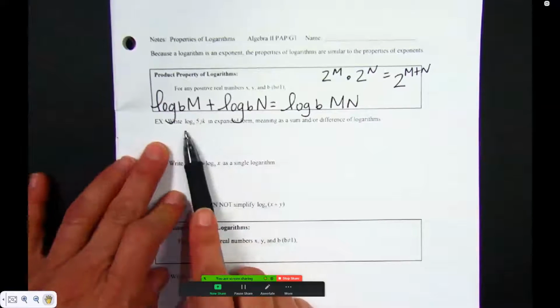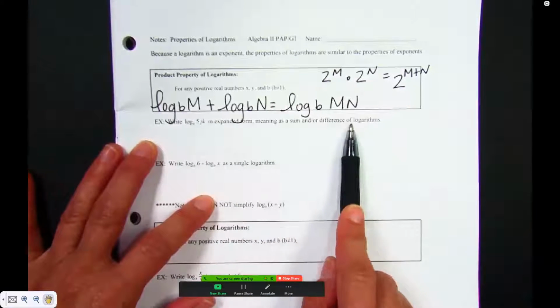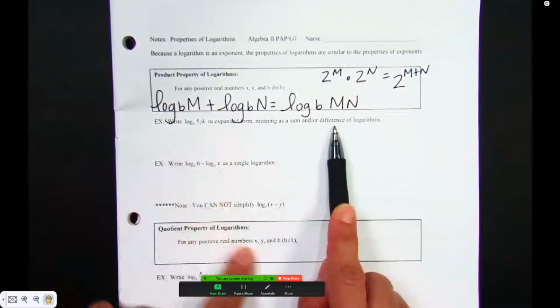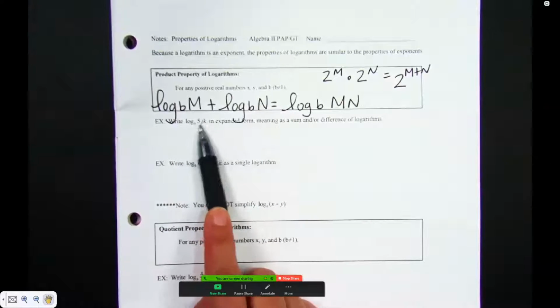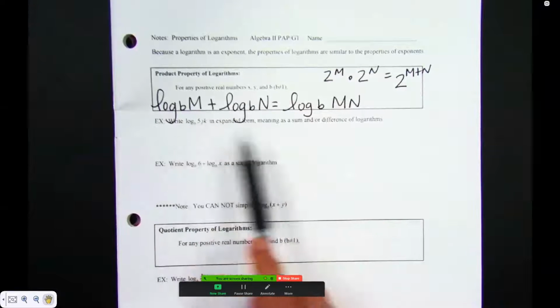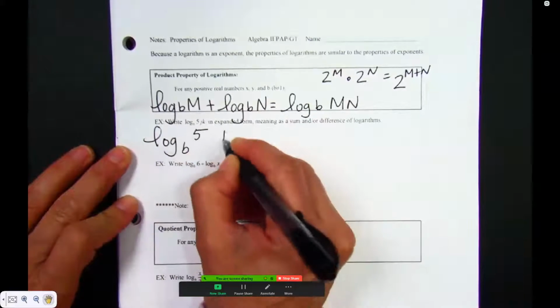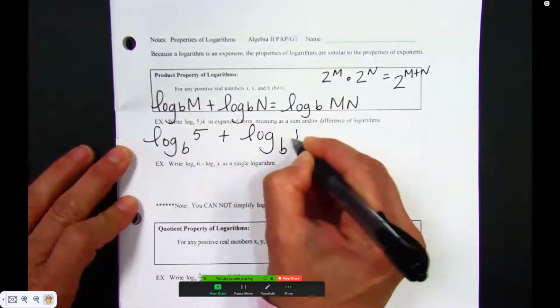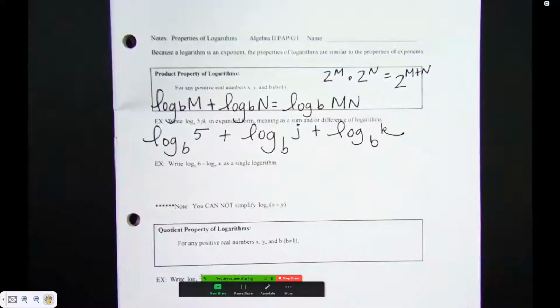So if we look at this example, we have: write log base b of 5jk in expanded form, meaning as a sum or a difference. It's going to be a sum because it's multiplied. It would be a difference down here if it's division, which we're going to talk about. All right, so log base b, and then how many pieces make up that argument right there? How many things are there? There's 3. So you have to have 3 terms, guys. So your first term is log base b of 5 plus log base b of j plus log base b of k. So that's expanded form. You just got to write it all out. Everything gets a plus sign because everything is getting multiplied together.